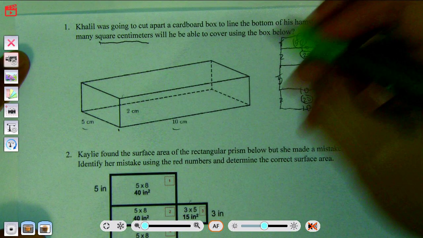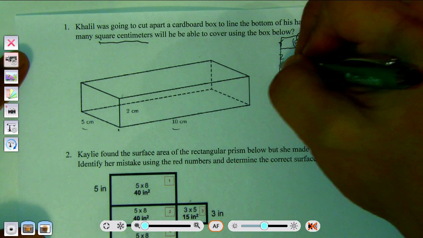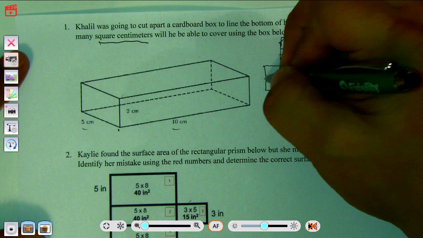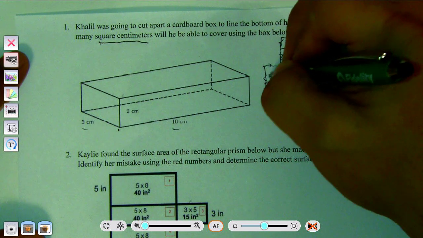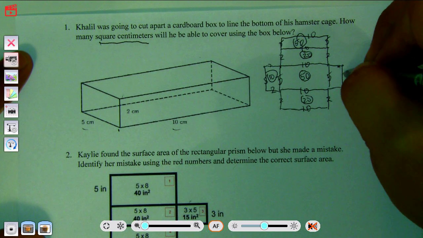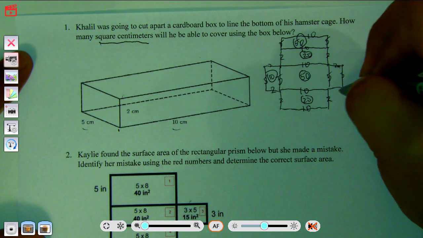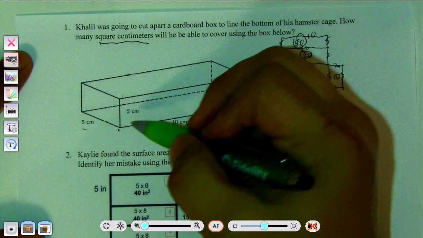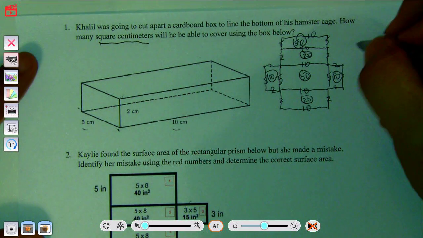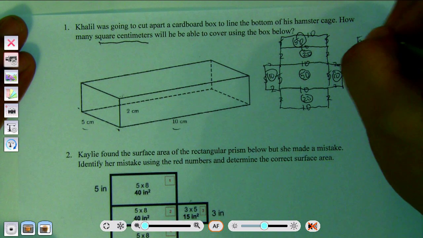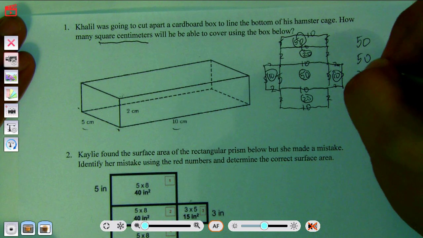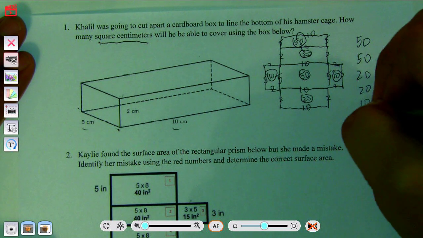And the left and the right. So we'll put that here. Has to lay down, 5 by 2, which is 10. And over here, 5 by 2. Because this is 2, this is 5. And then we're again going to add all this together. So I have two 50s, two 20s, and two 10s.